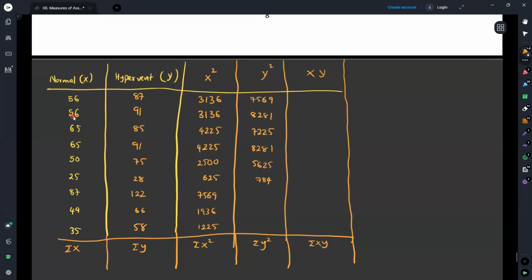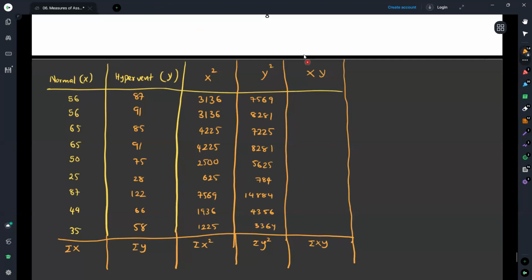784 as the square term of 28. Then square term of 122 we'll get the value as 14,884. Then square term of 66 we are getting 4,356. Then the square term of 58 we'll get it as 3,364.